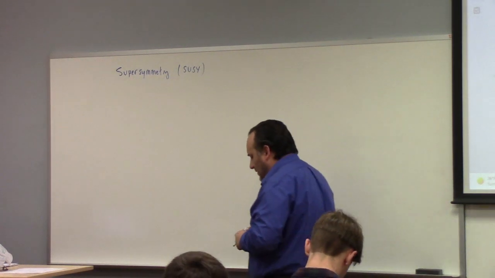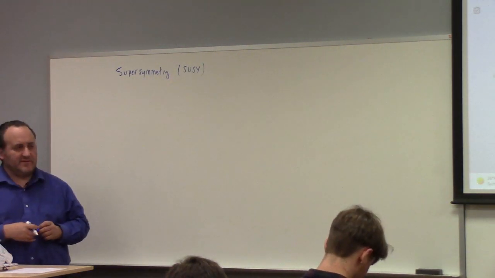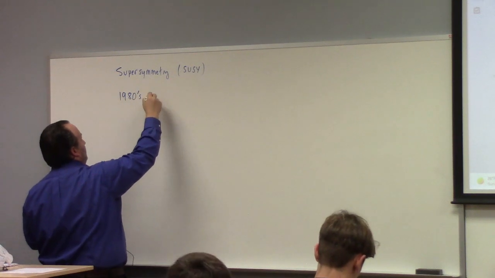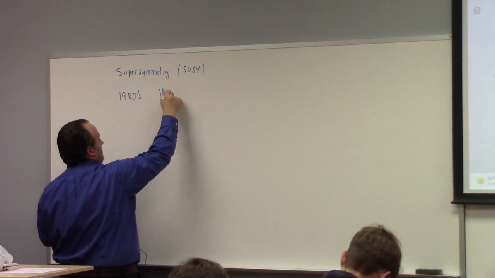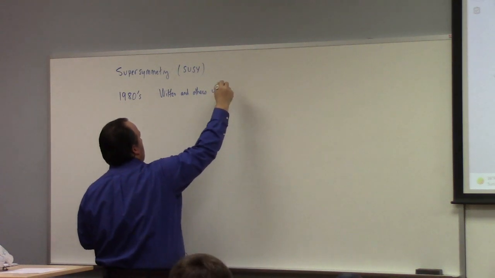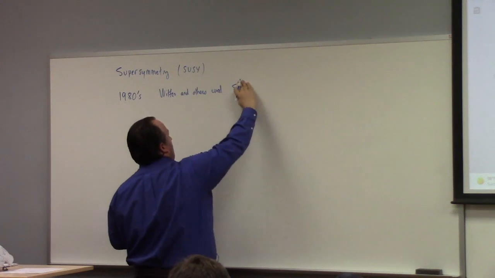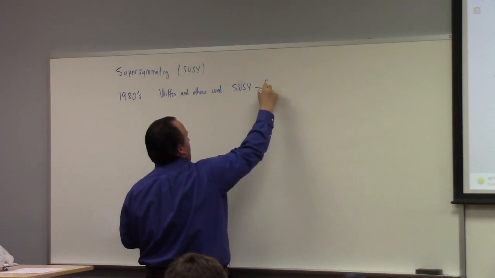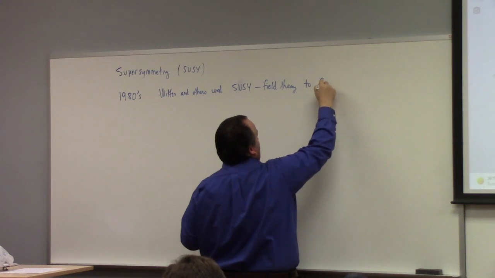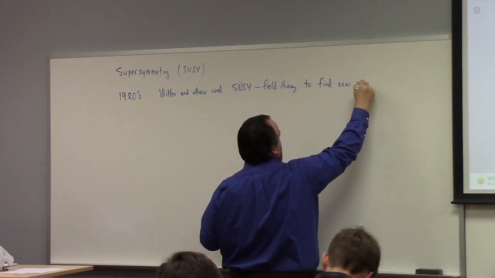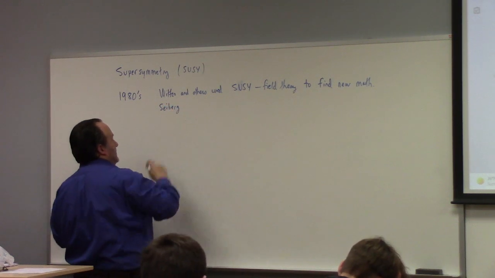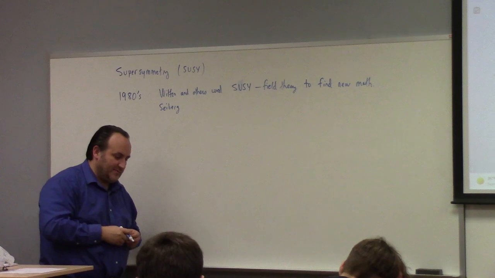And at the moment, I would say that its chief achievements have been mathematical. So in the 1980s, Witten and others used supersymmetric field theory, well, really to find new math. In particular, there's another guy named Seiberg. So Seiberg and Witten invented these things that we call the Seiberg-Witten invariants.